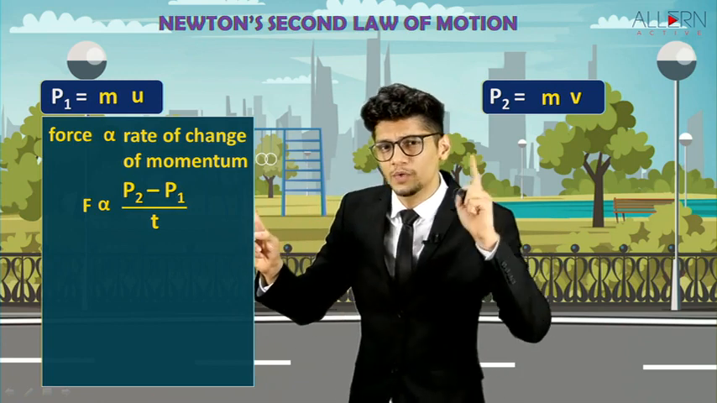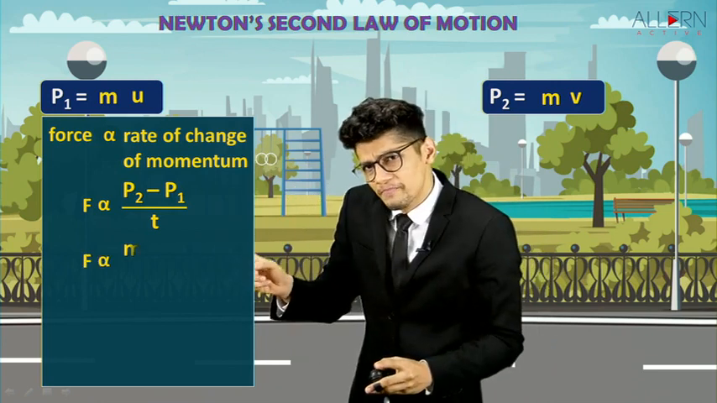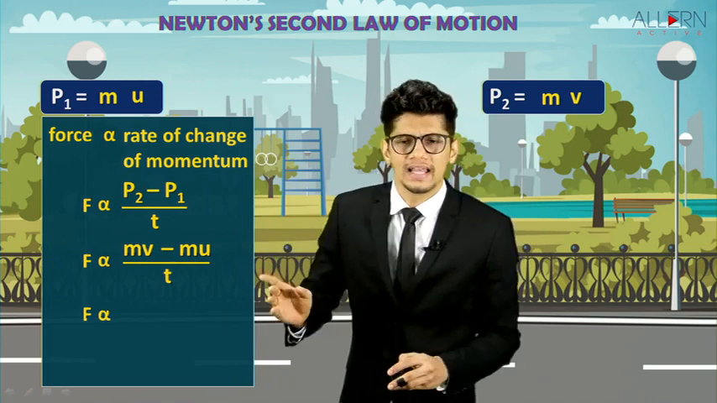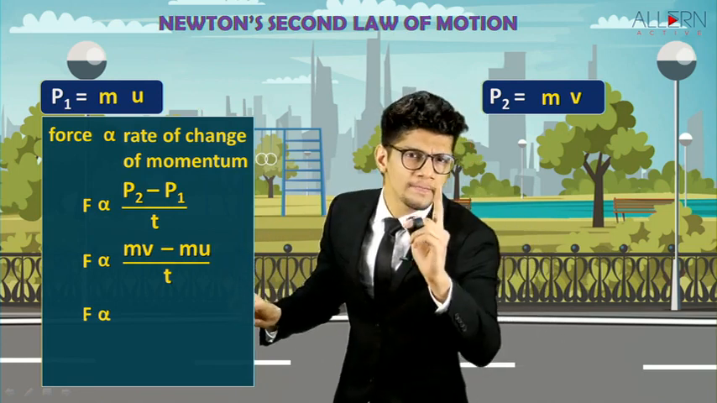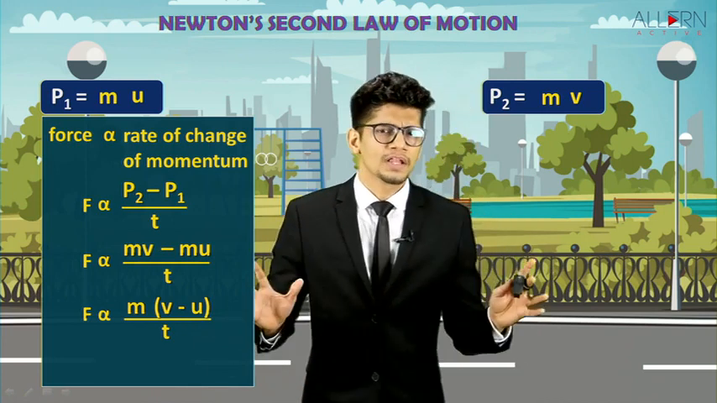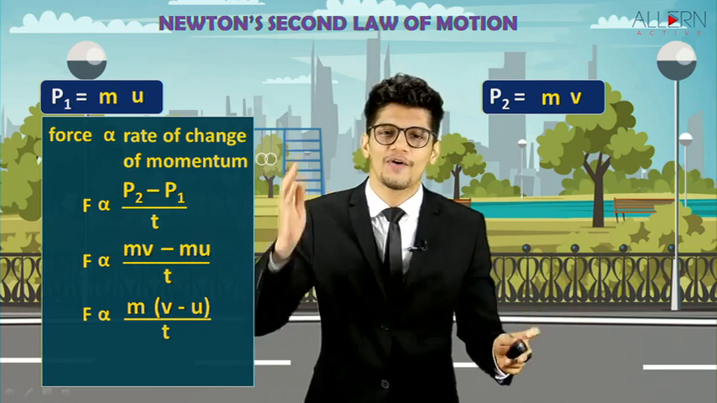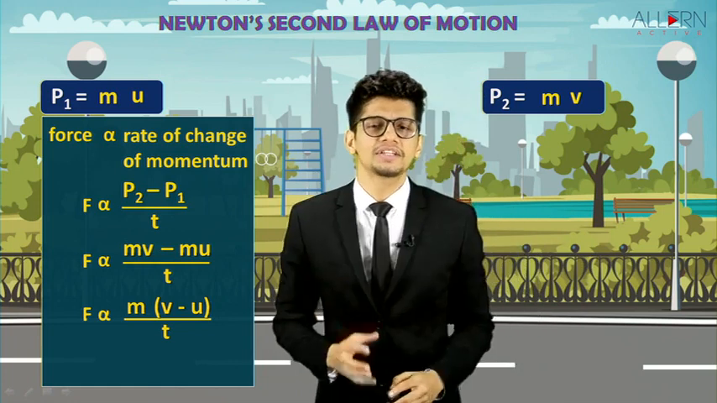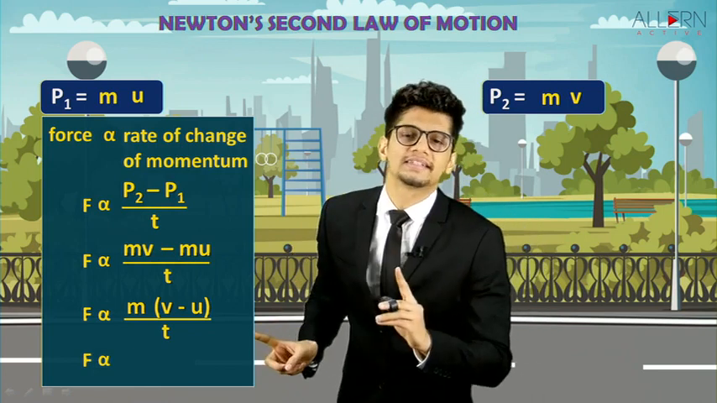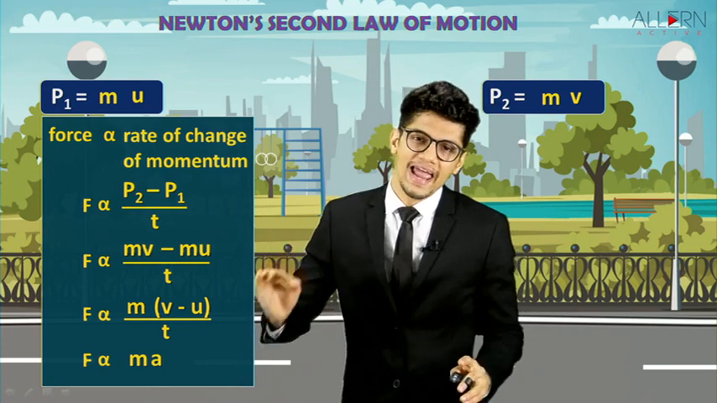Now, do we have the values of P2 and P1? We do have them, right? P2 is mv, so we write mv minus mu upon t, right? So F alpha remains as it is. Now can you see something common in the numerator? We can see m is common, so we take m common and in brackets we have v minus u, and upon t remains as it is. Now think about this. We have the expression v minus u upon t. That particular expression is the formula for acceleration, right? And acceleration is denoted by small letter a. So F alpha remains as it is, m remains as it is, but v minus u upon t becomes a, that is acceleration. So we have F alpha ma right now.